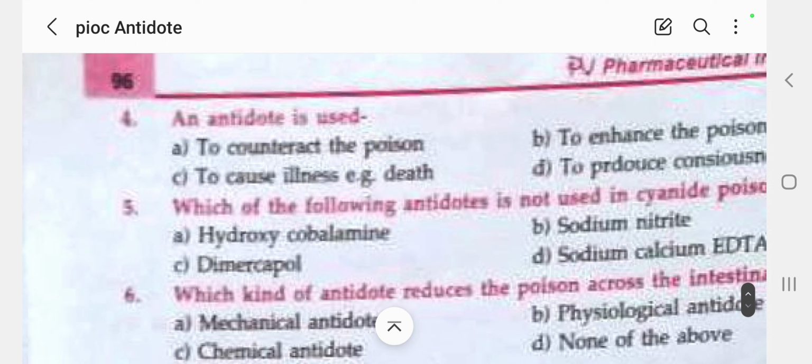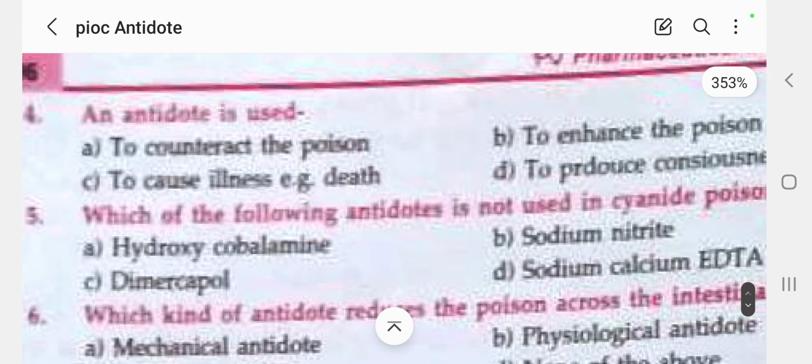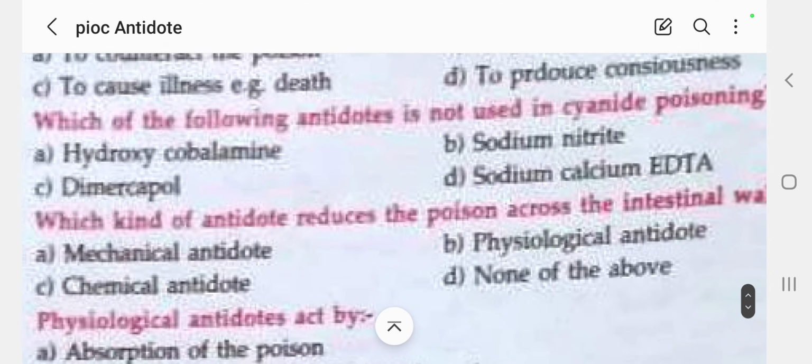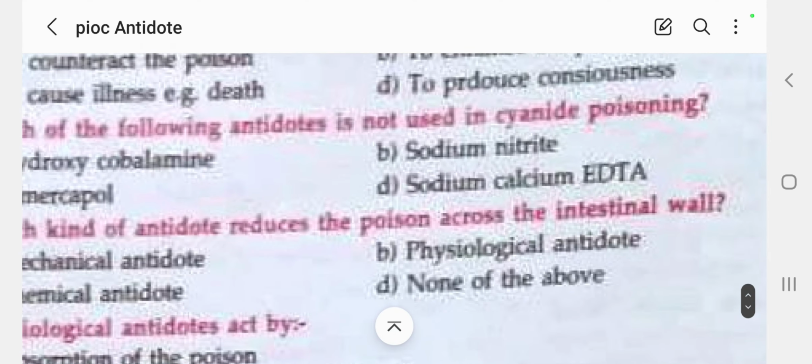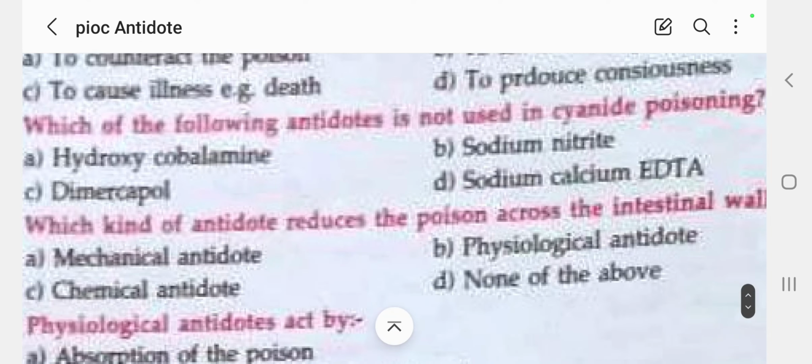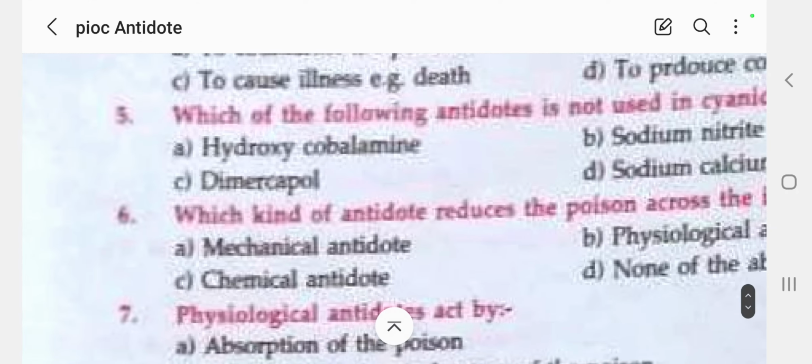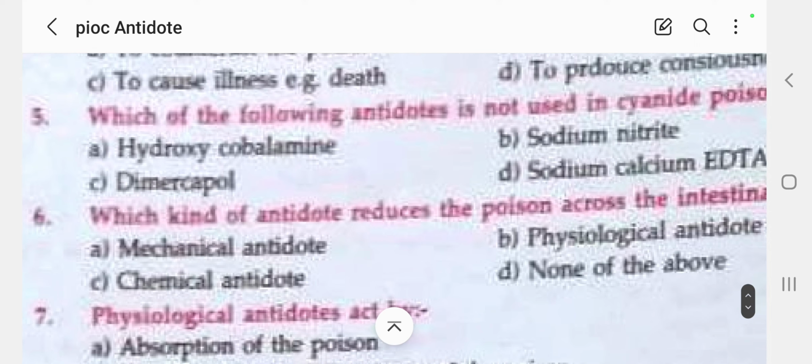Okay, so next question: an antidote is used to counteract the poison. Which of the following antidotes is not used in cyanide poisoning? Once again, understand that the question is which antidote is not used in cyanide poisoning. We already know that cyanide poisoning means sodium nitrite and sodium thiosulfate. So here, what is the question? Not used in cyanide poisoning.